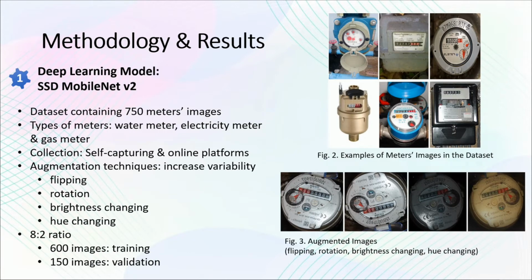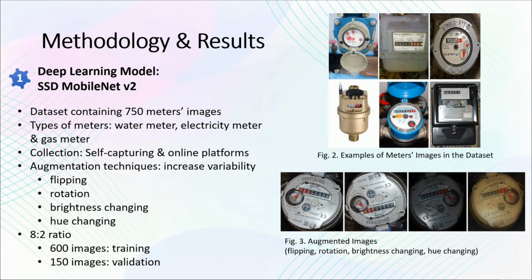Next is the methodology and results. The deep learning model used in the proposed system is based on the SSD MobileNet V2. This model is chosen because it requires lesser processing power and storage than other conventional models, such as VGG, ResNet, Inception, and AlexNet. It is suitable to be deployed in resource-limited devices, such as low-cost mobile phones or embedded systems, such as Raspberry Pi. The model is trained in TensorFlow via Google Colab with a GPU accelerator.